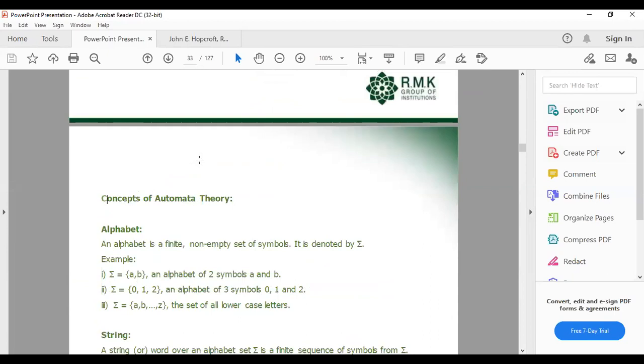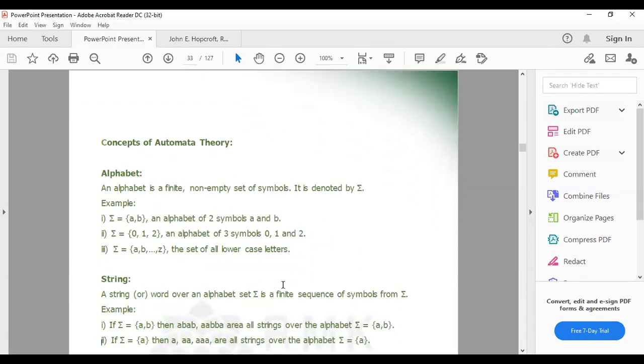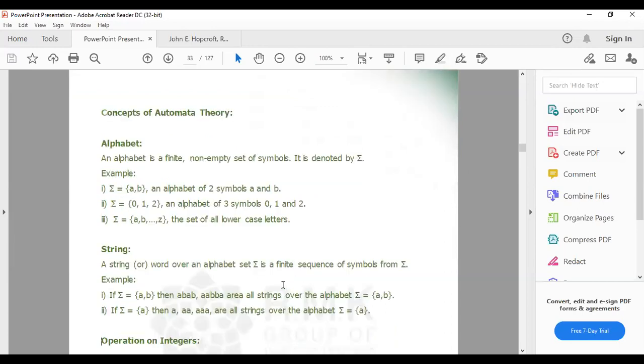Now we enter the concept of automata theory. In the first class we have seen the basic terminologies or basic elements in automata. Alphabet, we know what the alphabet is, right? We can represent it as the input symbol, for example an alphabet of two symbols A and B. Next one is the string. With the help of the input, what strings can we develop? Based on this we construct the DFA and NFA.